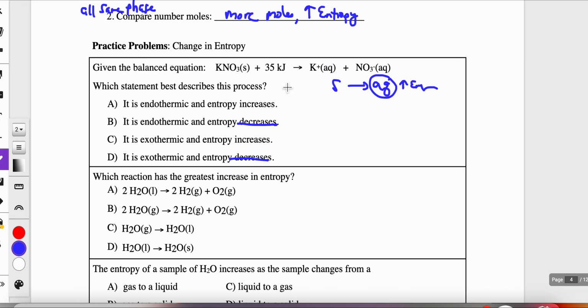Now I have to determine if it's endothermic or exothermic. This reactant is combining with this energy. So this energy is going into this reactant, so that reactant has to absorb energy in order to form the products. So this is best described as being endothermic. So A is the best answer.